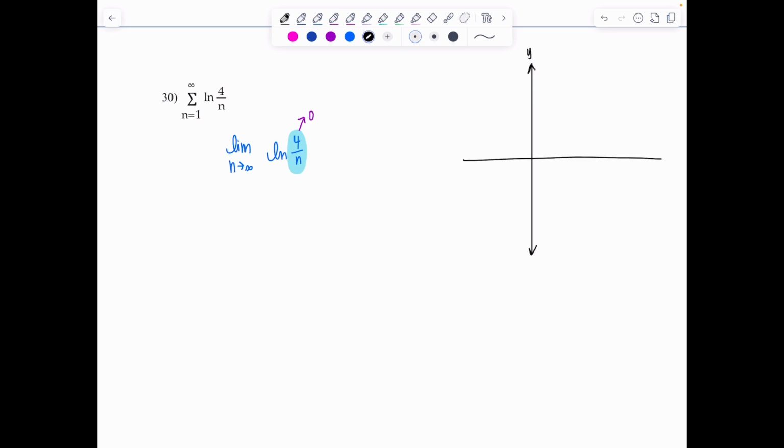So natural log goes through 1, 0. And then also, here's 1, 0. It has a vertical asymptote, the y-axis. So it's like this, like this. As we're approaching 0, and n's positive, so we're approaching 0 from the right, natural log is approaching negative infinity. So this limit is negative infinity, which is most certainly not 0, right?